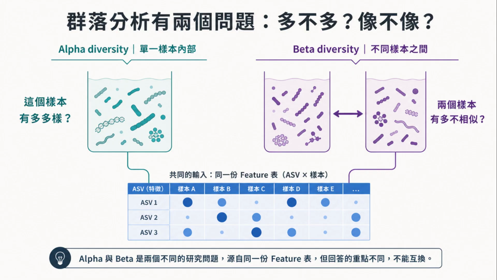Once we have the feature table, community analysis can be divided into two distinct questions. The first is how diverse is each individual sample? This is alpha diversity. The second is how dissimilar are different samples? This is beta diversity. Alpha diversity focuses on richness and evenness within a sample, while beta diversity uses distances between samples to describe differences in community composition. Although both begin with the same feature table, they answer different research questions and cannot replace one another.